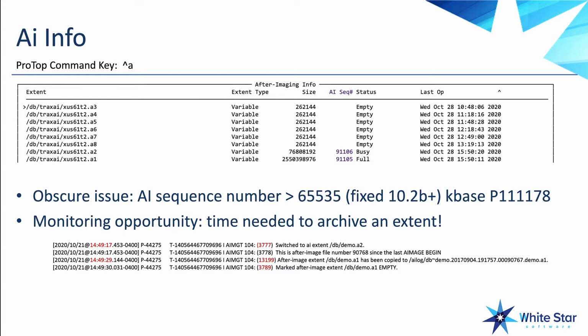You can also get this information by looking in the log file and examining the time between the two messages 3777 and either 3789 or 13199, depending on what order things happen in your particular database.